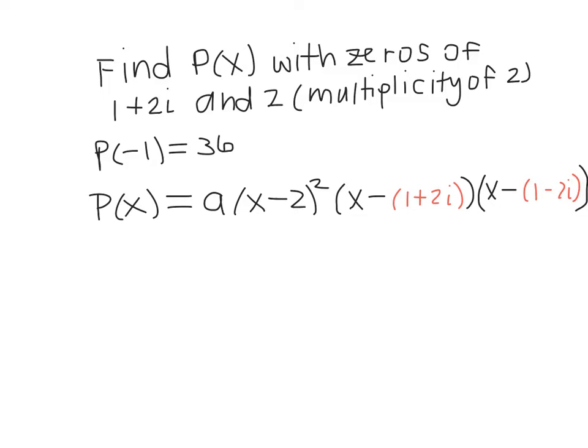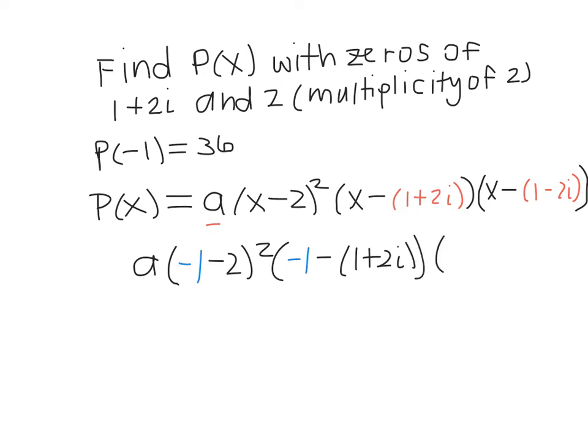Now let's use the condition to determine what a is. So we are going to replace x with negative 1. So we'll have this unknown a times negative 1 minus 2 squared times negative 1 minus 1 plus 2i times negative 1 minus 1 plus negative 2i. All right, and we're told that that is equal to 36.